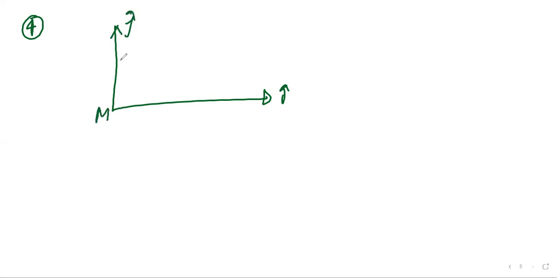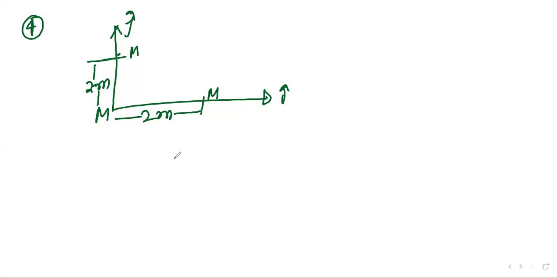Now see question number 4. Question number 4 is about three identical particles, each of mass m, placed at the corners of a right angle triangle with mutually perpendicular sides of 2 meter. This is your diagram given to you. This is i, this is j, this is the point M, here 2 m. This distance is 2 meter, right?